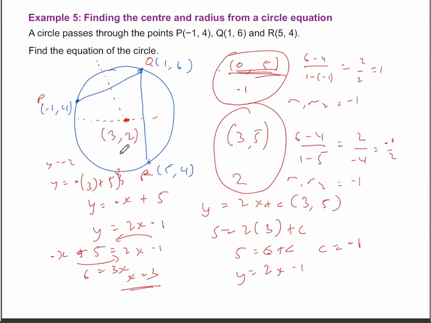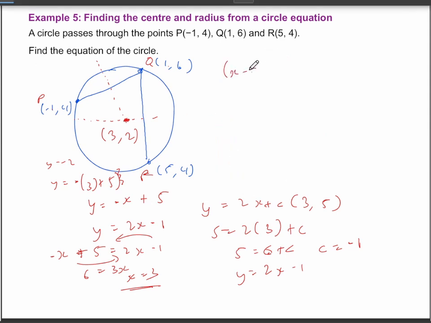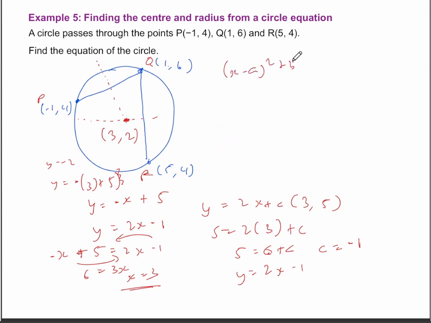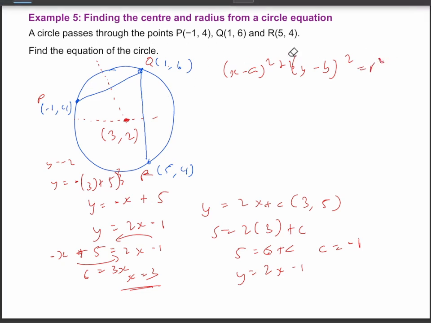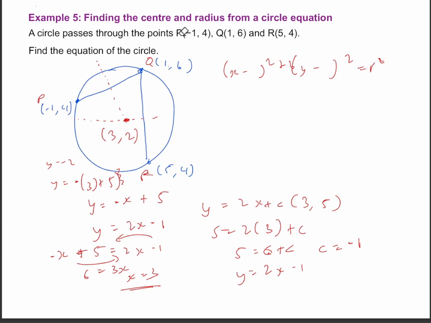Then from that we can get our radius squared from just plugging it into the circle equation. So (x minus a) squared plus (y minus b) squared equals r squared. Remember, a and b are just now 3 and 2 respectively.